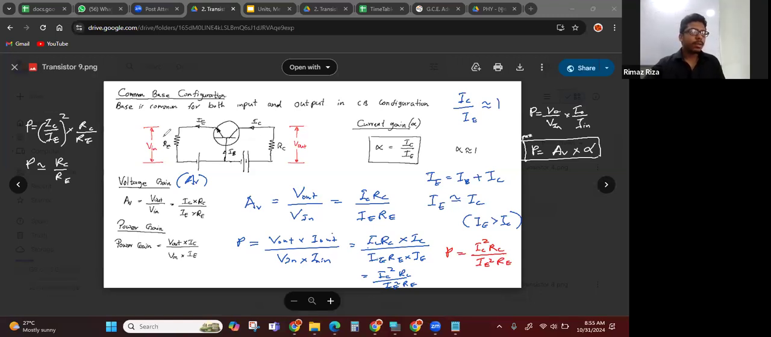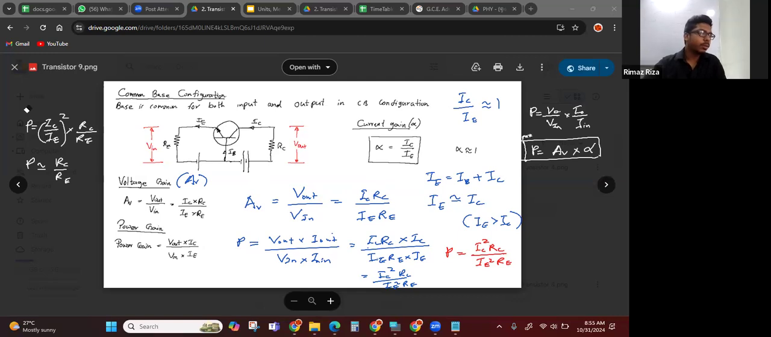Now, how do we find that actually? When I was learning, the teacher just said that for the common base configuration, the output signal is non-inverting. But with my practice by doing questions and all, I realized there is a way of identifying whether the signal is inverting or not.